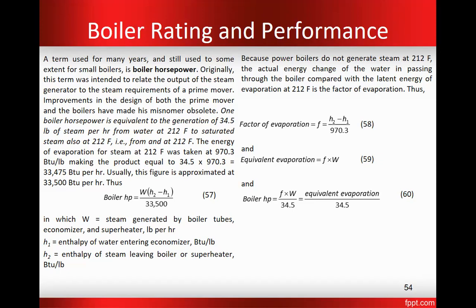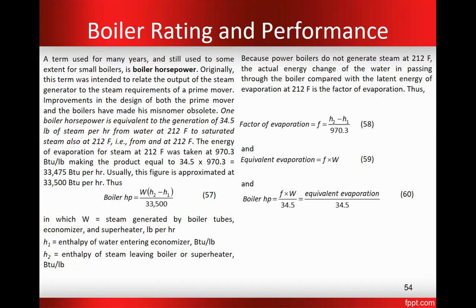Thus, the boiler's power is equal to W times (H2 minus H1) over 33,500, in which W is the steam generated by the boiler tube, economizer, and superheater, in pounds per hour. H1 is the enthalpy of water entering the economizer, BTU per pound, because that is the first. H2 is the enthalpy of steam leaving the boiler or superheater, BTU per pound. That means if you have no superheater, it is at the boiler. If you have a superheater, it is at the superheater.